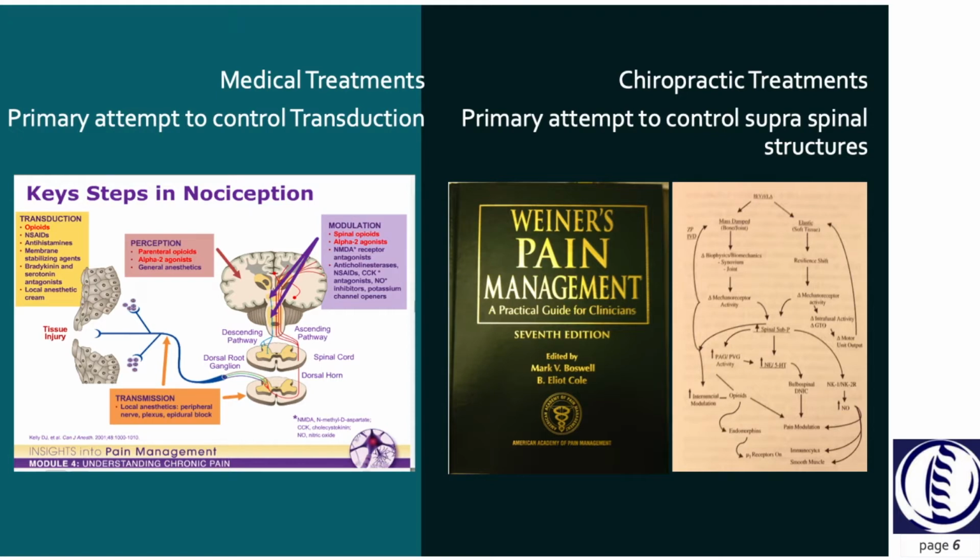According to the University of Pennsylvania School of Medicine, medical care, specifically pharmaceuticals, work on blocking transmission at the spinal cord level. According to the American Academy of Pain Management, chiropractic manipulation works at supraspinal levels to change cortical and brain function and activate descending inhibitory pathways to allow for reduced pain or pain modulation.